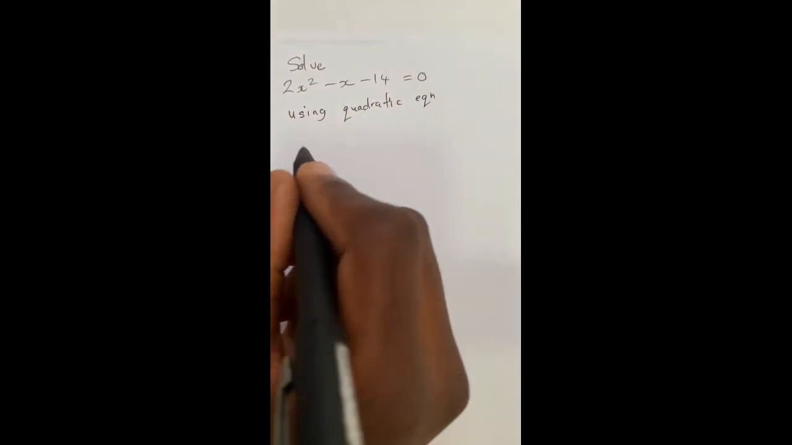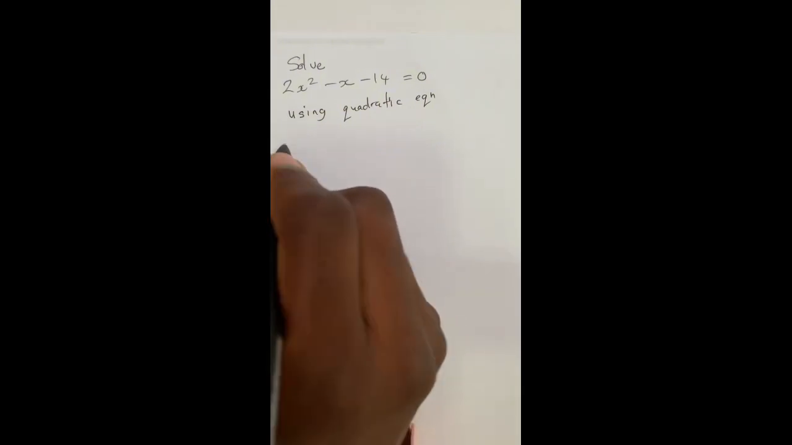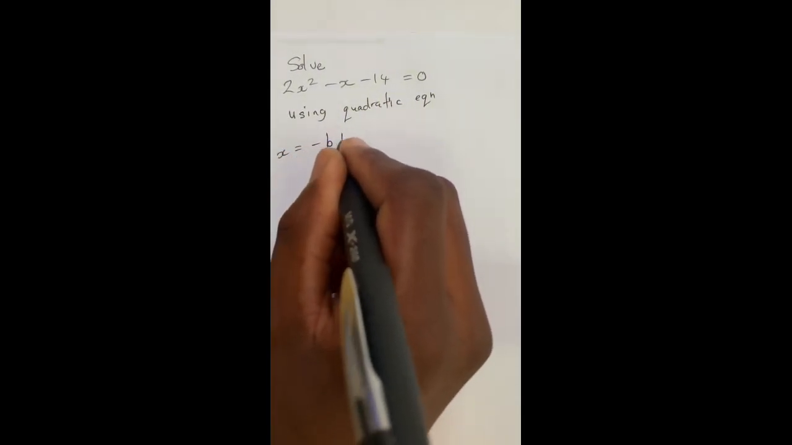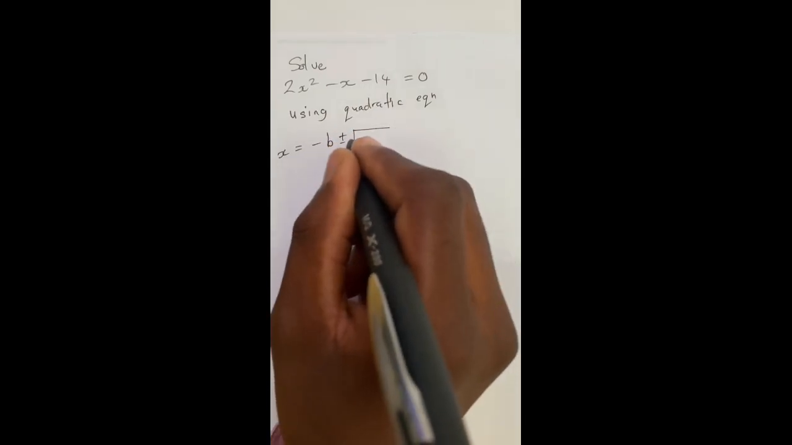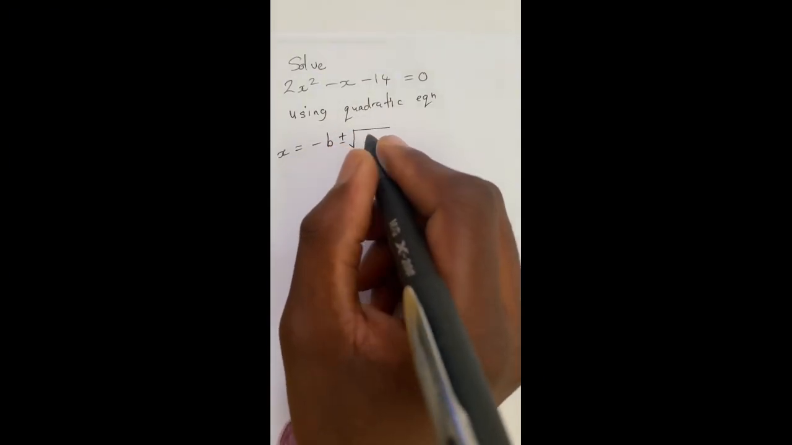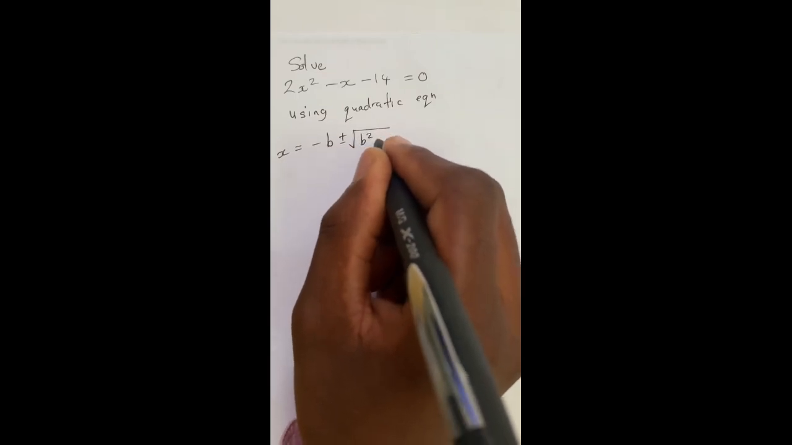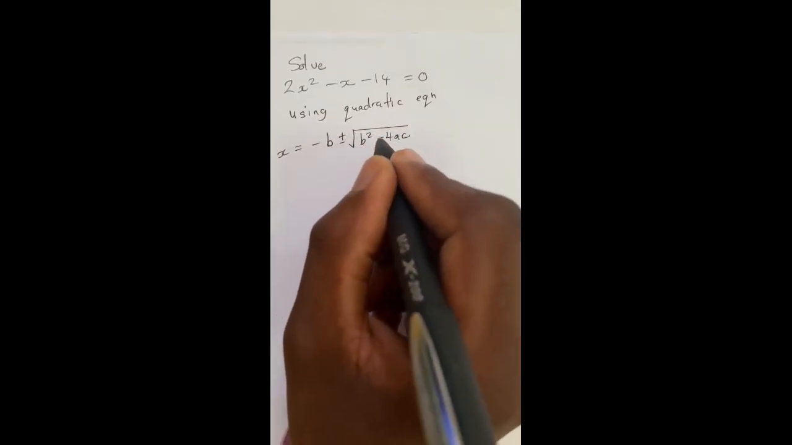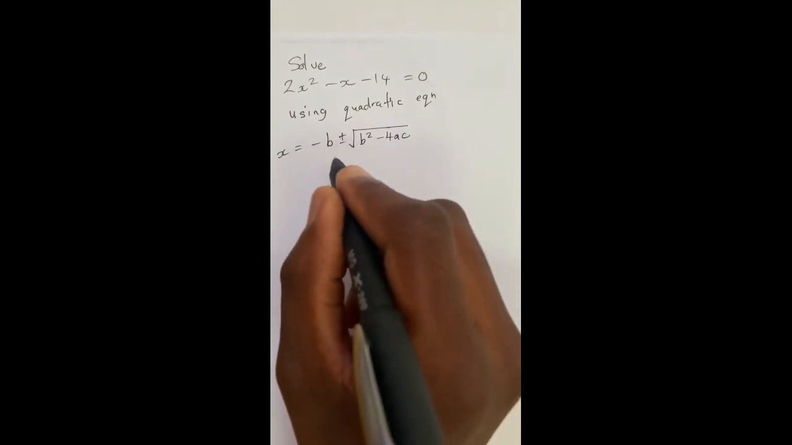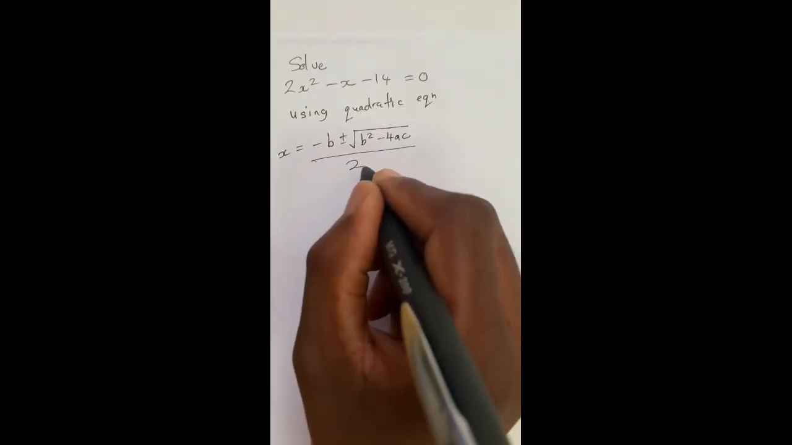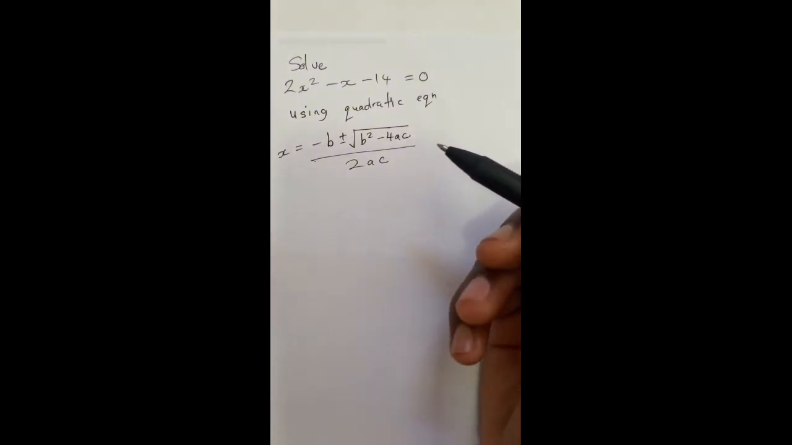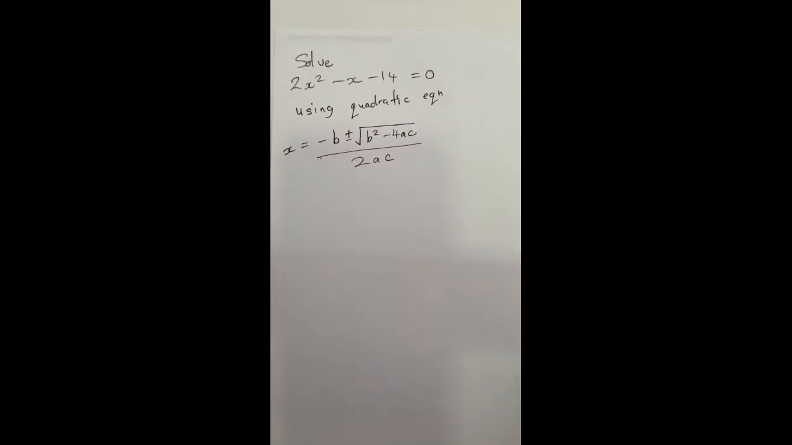The quadratic formula is the one which is going to help us to get answers in a more quick and easy manner. So the quadratic formula is read as such: x is equal to minus b plus or minus the square root of b squared minus 4ac, all over 2a. So the values of b, a, and c, we're going to get them from the equation.